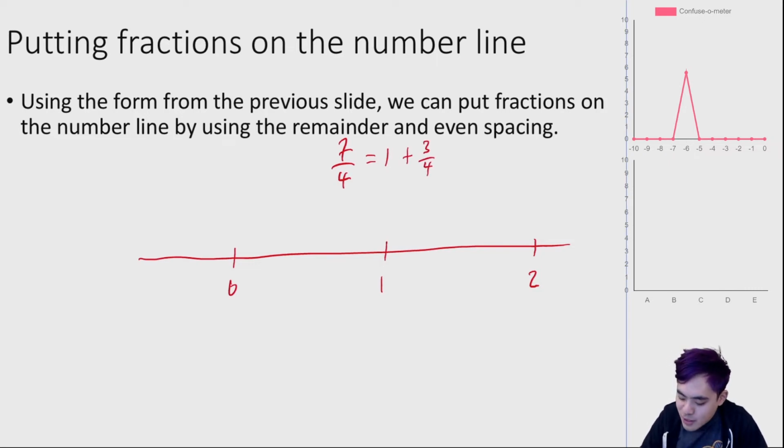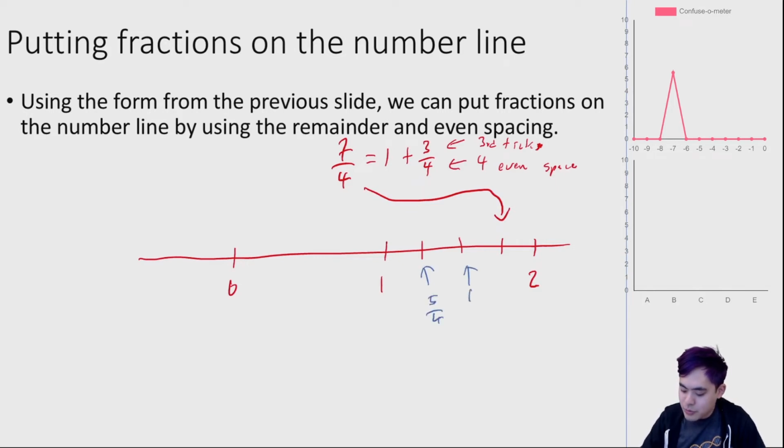And so then what we want is, we want there to be 4 even spaces and 3 ticks, third tick. So 1, 2, 3, 4. So this is 4 even spaces, and then this number goes there. And you also have 5/4, 6/4, and that would be 7/4. And note that another name for this is 3/2, because this is also 1 and 1/2. Okay?